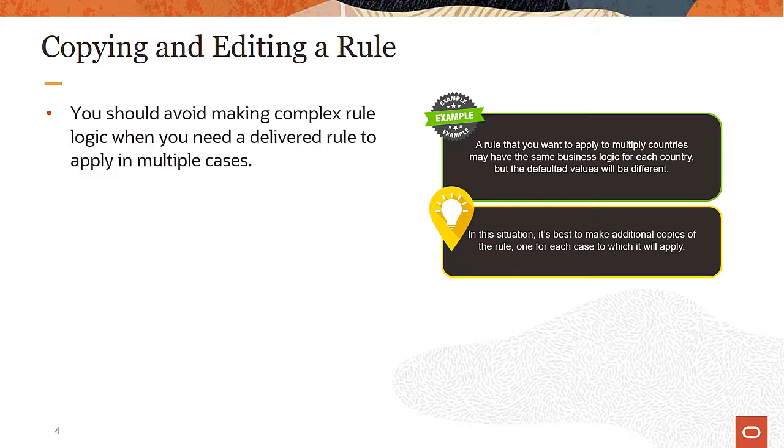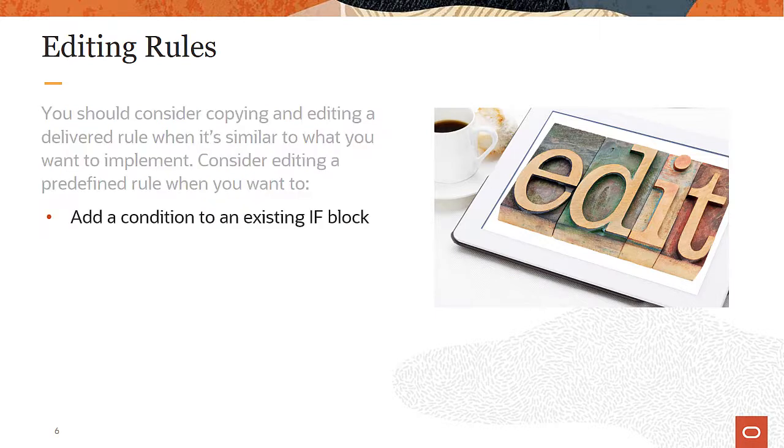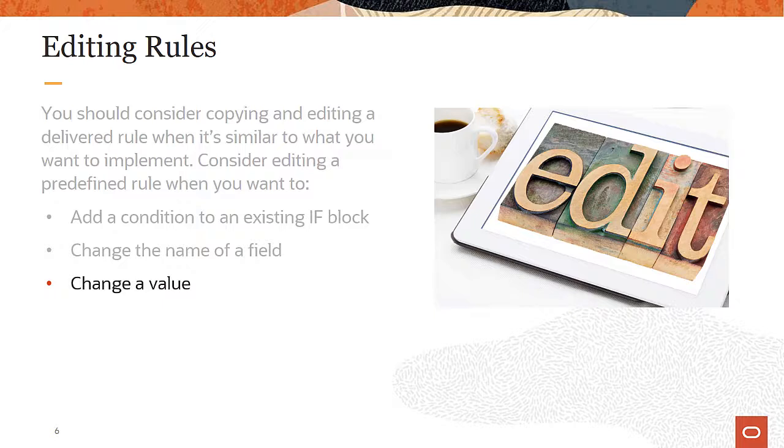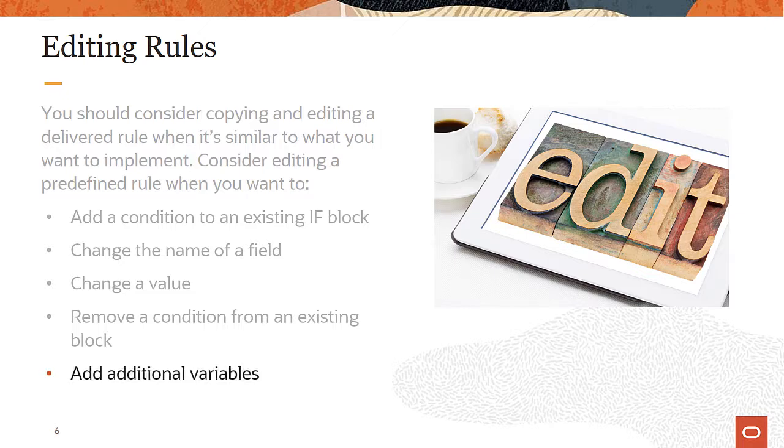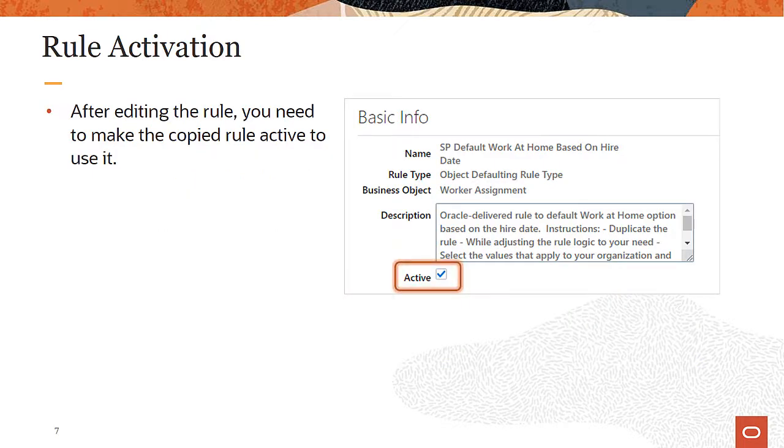The messages for delivered rules are already translated. If you make any changes to the messages, you will have to translate them manually. It's recommended to edit the rule when it's close to what you want to implement. Consider editing a predefined rule when you want to do any of these things: add a condition to an if block, change the name of one field to another, change a value, remove a condition from an existing conditional block, add additional variables. If none of these will give you the rule you need, then you should consider designing and creating your own rule. After editing the copy rule to meet your requirements, you need to make the rule active to use it.